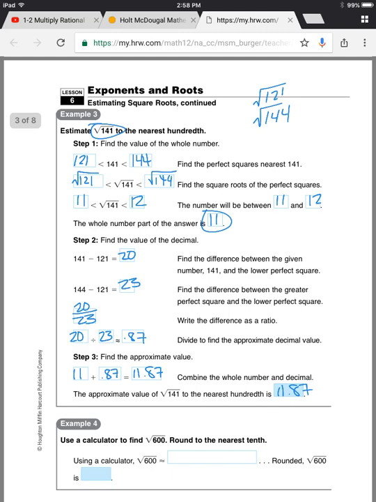Use a calculator to find the square root of 600 and round to the nearest tenth. Well, that one's easy because all you have to do is put in 600, hit the square root button, and you get 24.494894743. And we round it to the nearest tenth, so that 9 makes that 4 go up, so we get 24.5.